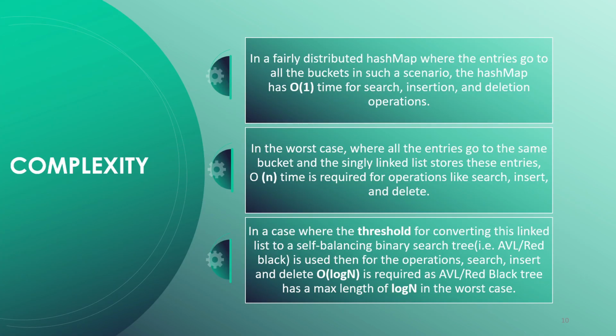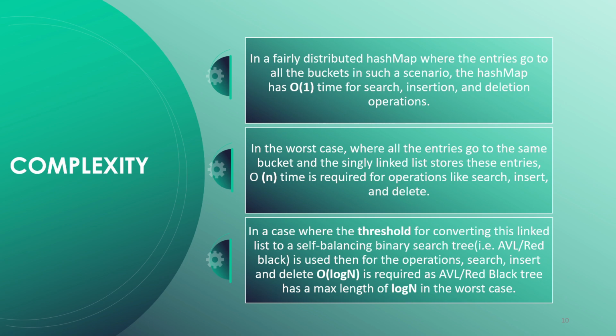Now moving ahead, as we talked about complexities earlier, I'll just go through it once again. In a fairly distributed hash map where the entries are properly distributed into all the buckets, the hash map has O(1) complexity for search, insertion and delete operations. However, in the worst case scenario up to Java 7, since there are a lot of entries in particular buckets, the worst case time complexity can be O(n) for search, insert and delete operations.